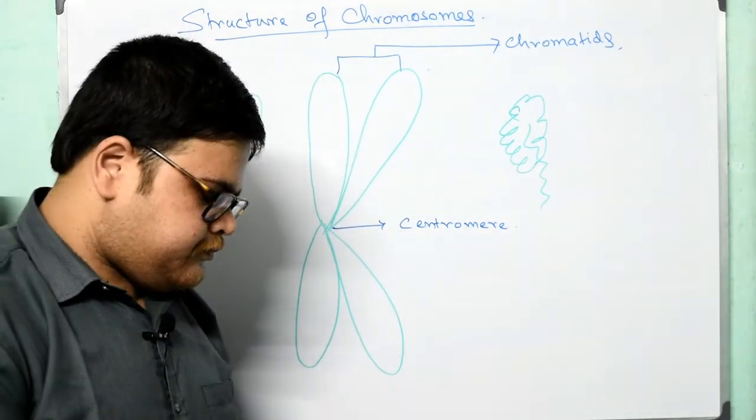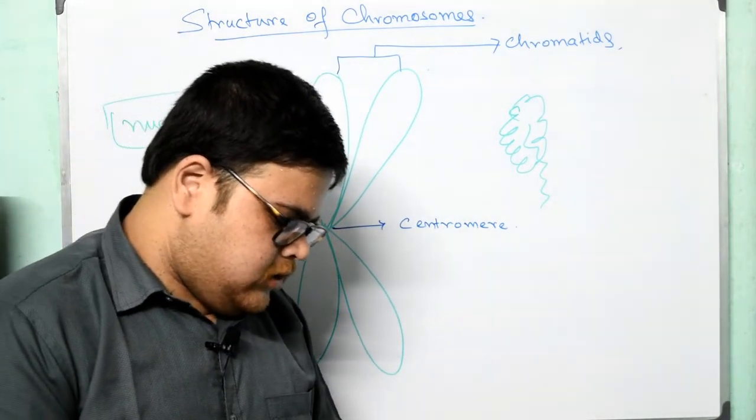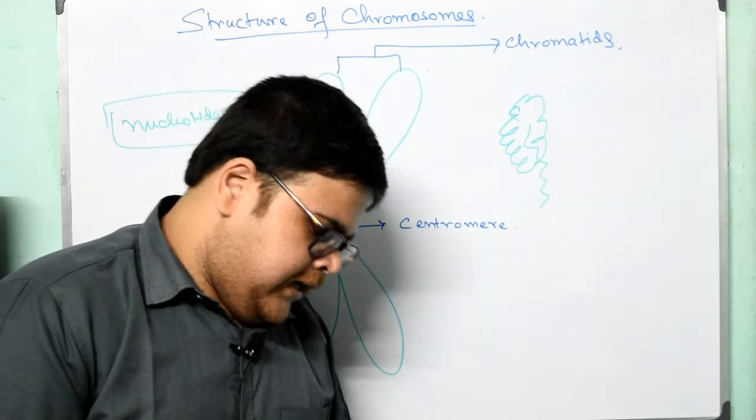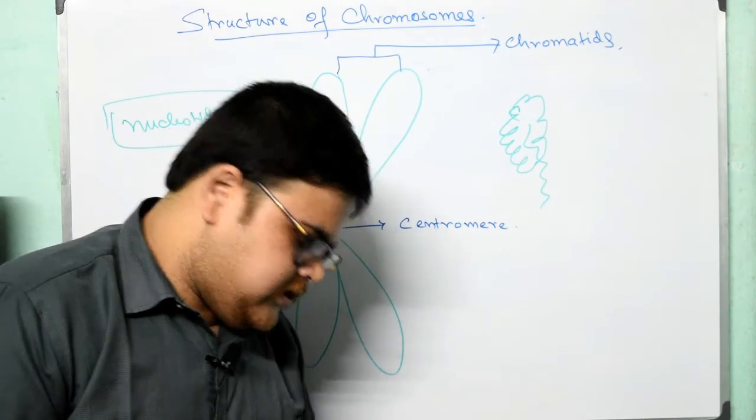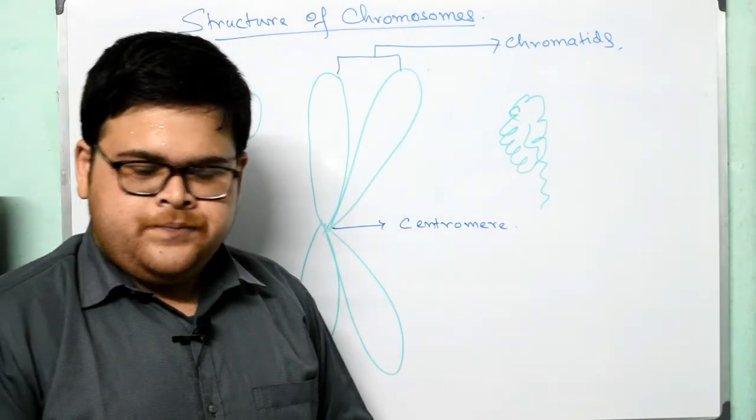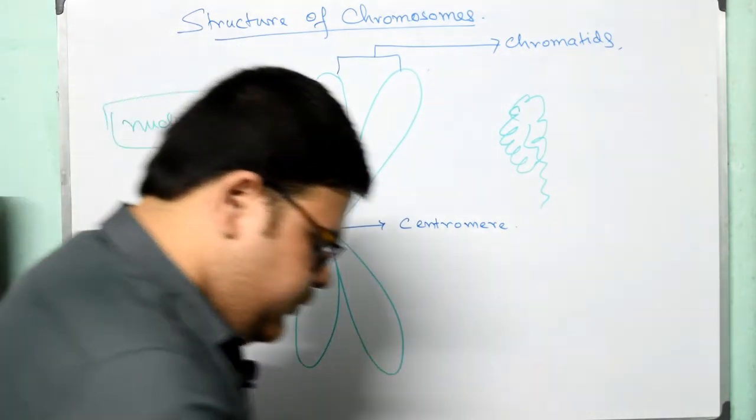The genes are specific sequences of nucleotides on a chromosome that encode a particular protein which is expressed in the form of some particular feature of the body. Okay, so these are genes.